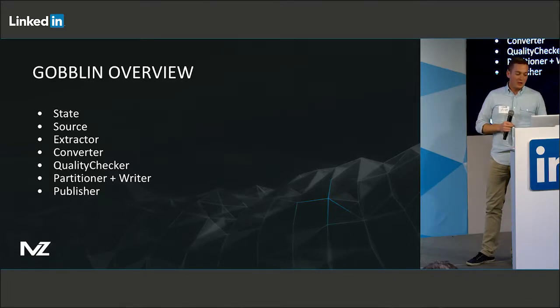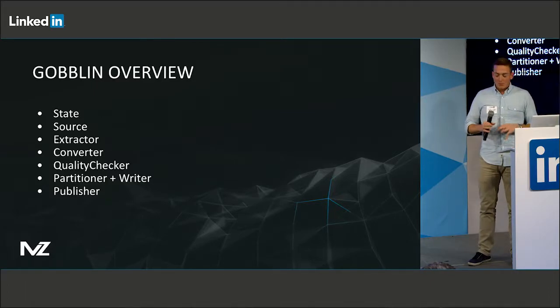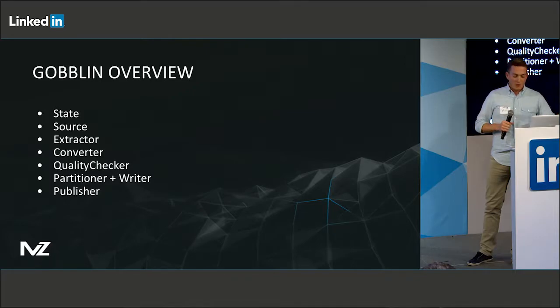Those work units are then run on, if you're using MapReduce, a particular map task. That map task creates an extractor which runs the extraction to pull the data from the source, generates an iterator which is then passed to the converters, of which there can be one or many, and then that is sent to the quality checker, which does a couple of different types of quality checking. You can do row type quality checking or task level quality checking. We have a couple of custom ones that we use. And then if it passes the quality checks, it goes to the partitioner writer, which will split the data up and write it to the destination.